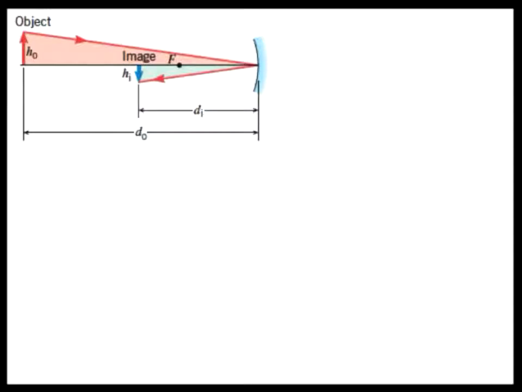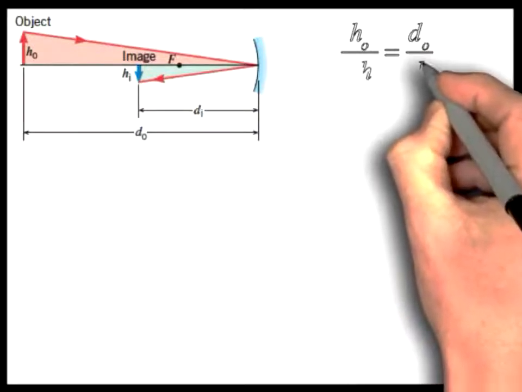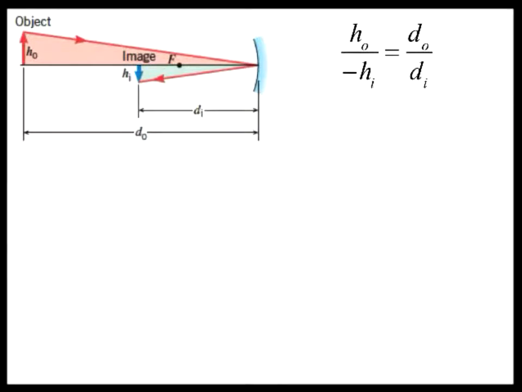The two shaded triangles in the figure are similar, since they have equal angles. Therefore, the ratios of their corresponding parts will be equal. We see that HO over minus HI is equal to DO over DI. The minus sign appears in front of HI since the image is inverted.